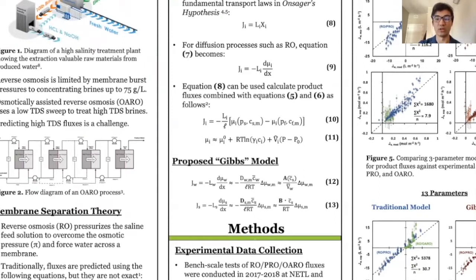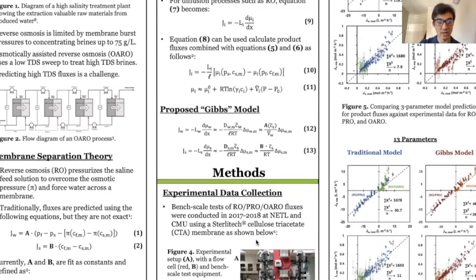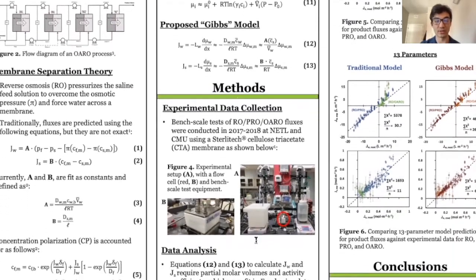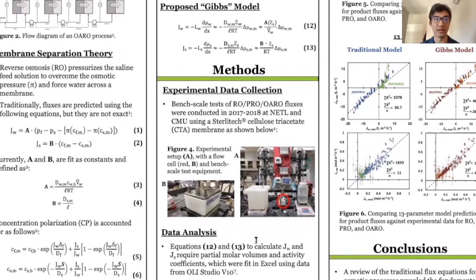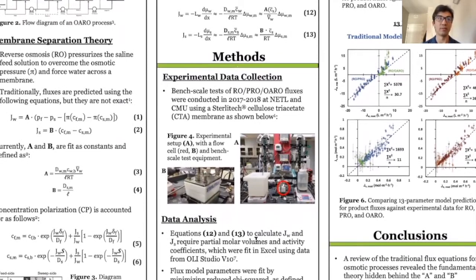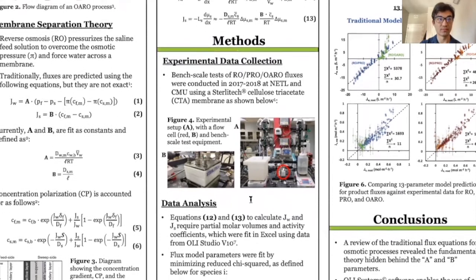So that's why the equations are generally simplified. So now I briefly want to go over the data collection process, which I was not involved with. In 2017 and 2018, my predecessors were motivated by much the same goal of improving membrane flux modeling, with Jacob Weidman and Jason Arena experimentally measuring OARO, RO, and PRO fluxes in a bench scale experimental setup shown below in Figure 4. I used the data sets from these experiments to test my Gibbs model.